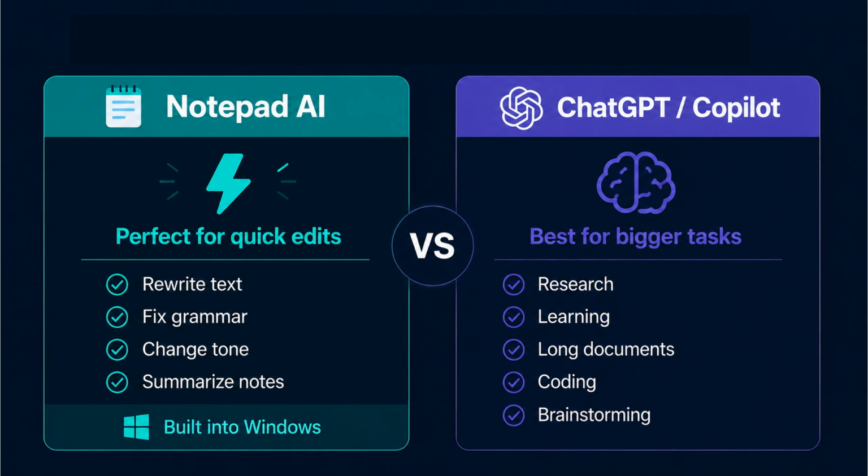It's perfect for quick tasks like rewriting an email, fixing grammar, changing the tone of a message, making text shorter, or summarizing your notes. For bigger tasks like research, learning a new topic, writing long documents, coding, or brainstorming ideas, ChatGPT or Microsoft Copilot are still the better choice. Think of Notepad AI as your quick writing assistant for everyday tasks. Now, let's see it in action.